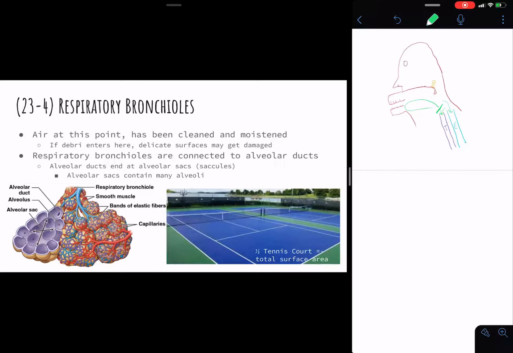Welcome back. In 23-4, we're going to be talking about the alveoli. And by the time we've really reached the respiratory bronchioles and the alveoli, air has been cleaned and moistened. And so by the time we get to this point, we should really only be focused on diffusing and exchanging O2 for CO2. So if for whatever reason there is debris here, really delicate surfaces of the alveoli are going to probably get damaged. And once those alveoli are damaged, they will not be able to be regenerated or reused.